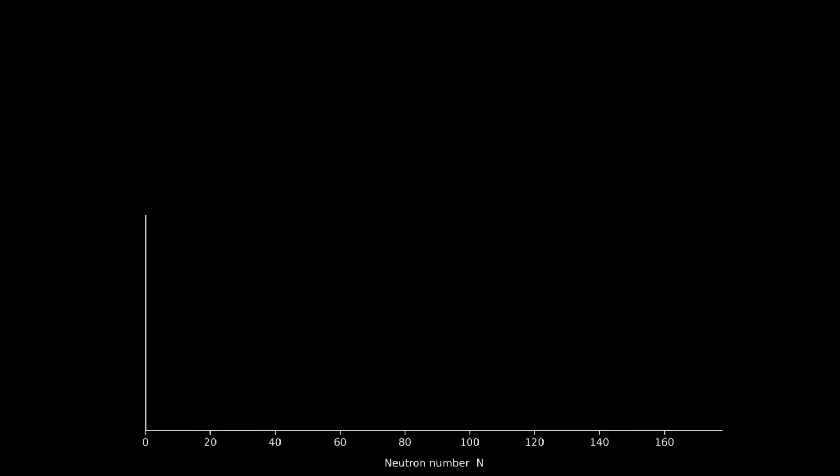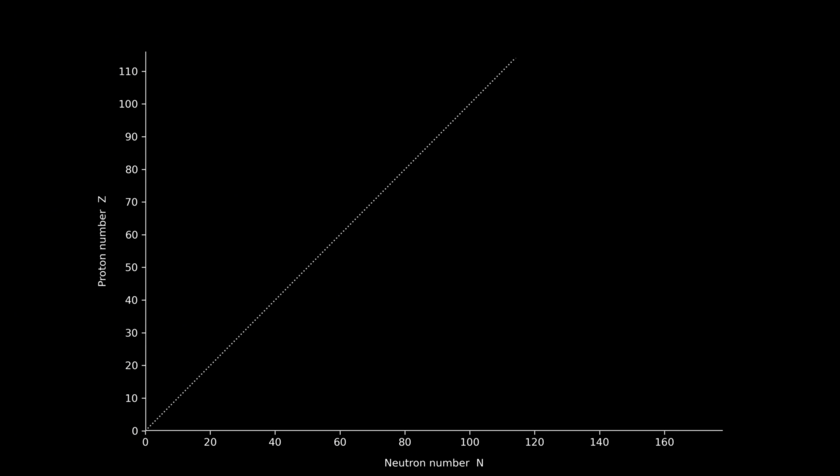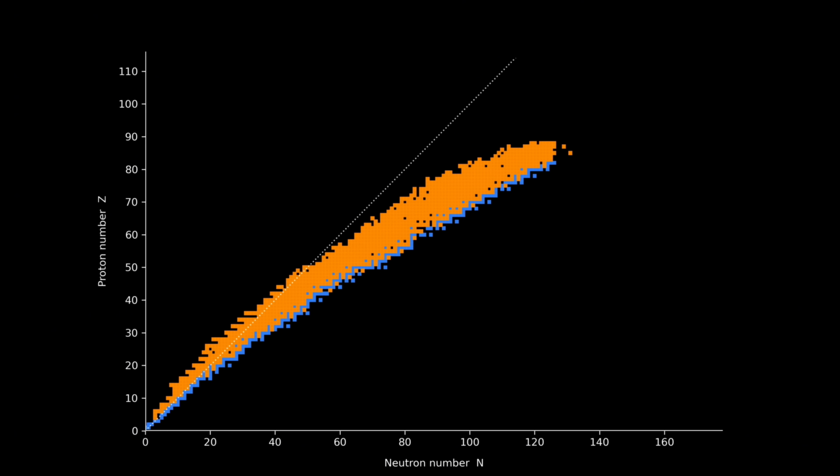We can think of this in terms of a NZ plot, where we plot neutron number on the x-axis and proton number on the y-axis. The stable nuclides are then shown in blue and represent what is known as the valley of stability. Nuclides which undergo electron capture are shown in orange. We can see that by changing a proton into a neutron, these nuclides can move closer towards stability.